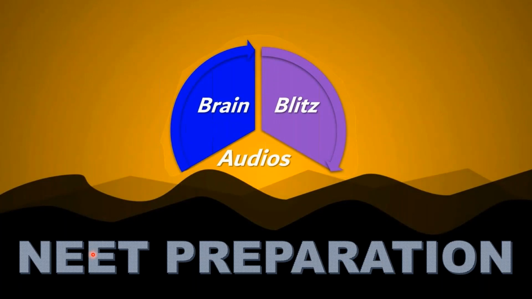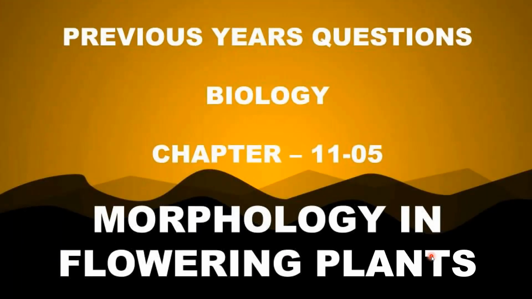In this episode of NEET preparation, we'll be dealing with the chapter Morphology in Flowering Plants. This is the fifth chapter in the biology syllabus for grade 11 CBSE, and we'll be looking at previous year questions of medical entrance examinations in India. Let's begin.